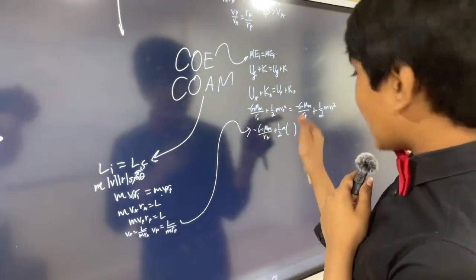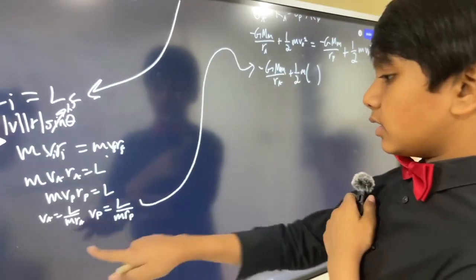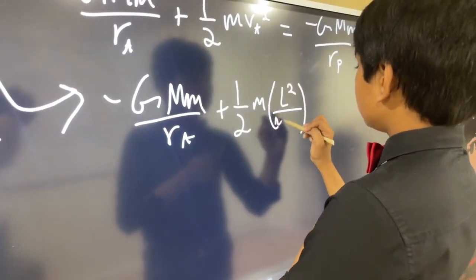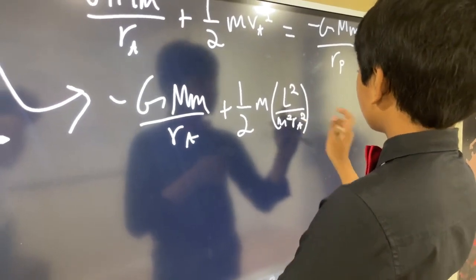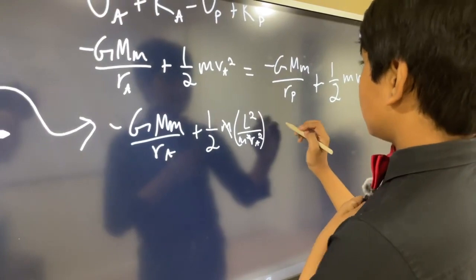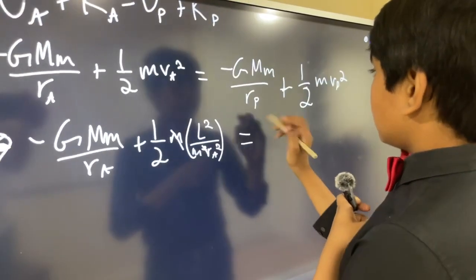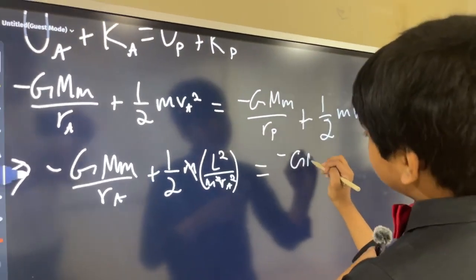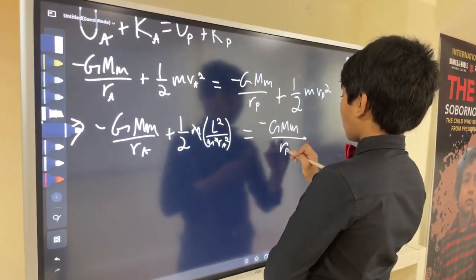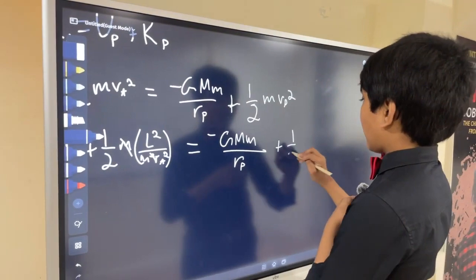And for vA, we're just going to be taking the L over m rA and squaring it. You get L squared over m squared rA squared. And now we just cancel these out, and we get on the other side. And yes, you can satisfy your urge to cancel these fellas out. Minus GMm over rP plus half m.